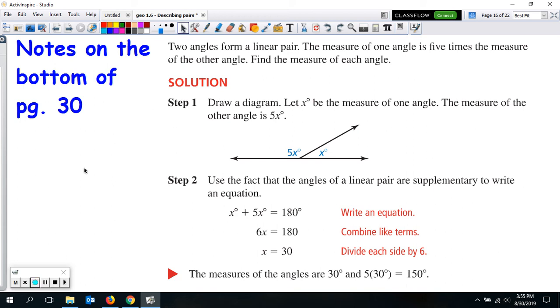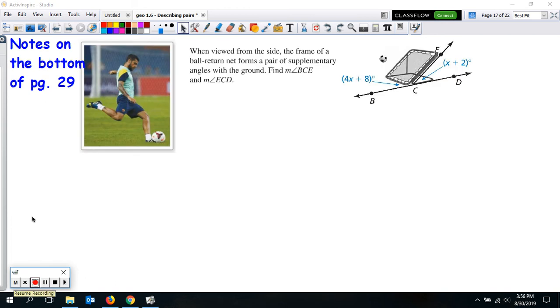All right, let's do one more problem and then we'll be done with our lesson. All right, so this is going to go on the notes on the bottom of page 29. So go back a page to page 29, at the very bottom section of those notes. I think it's underneath the supplementary, complementary core concept to put this example here.